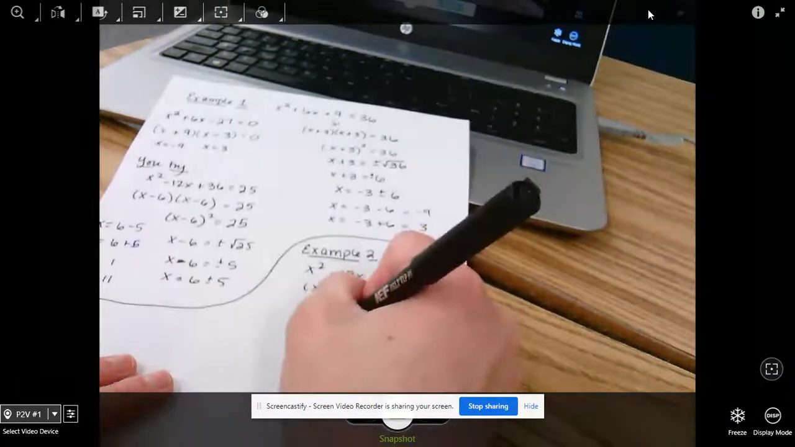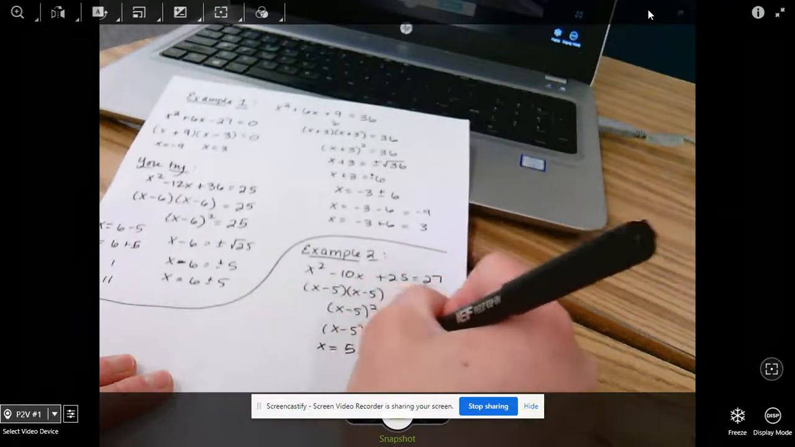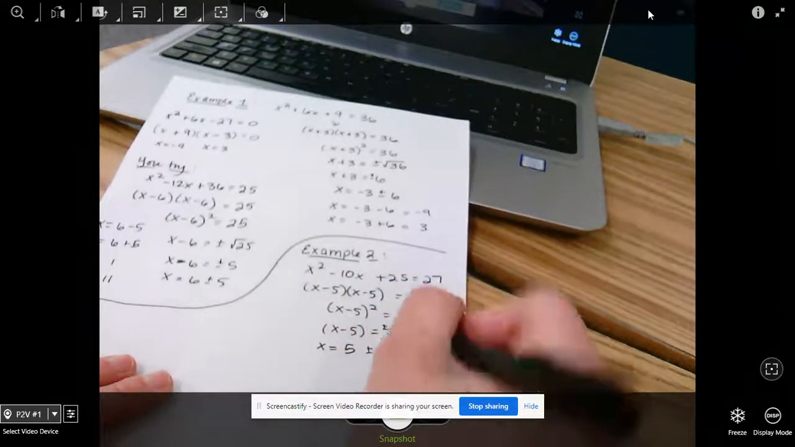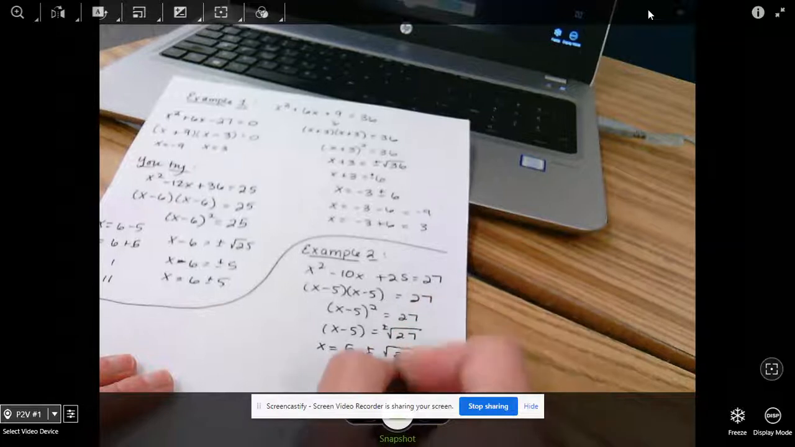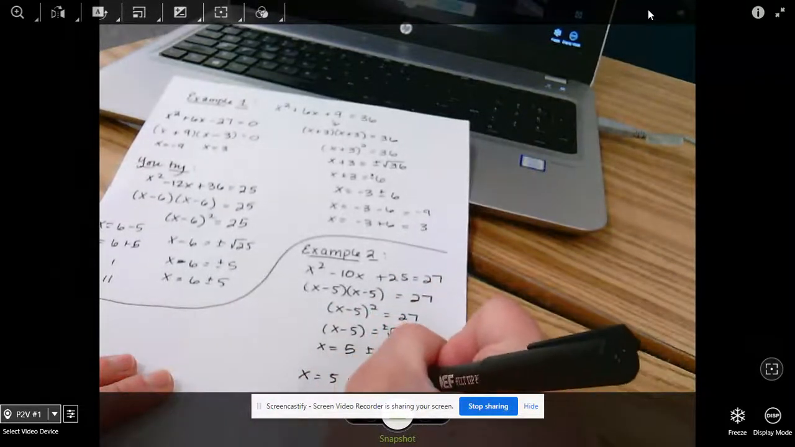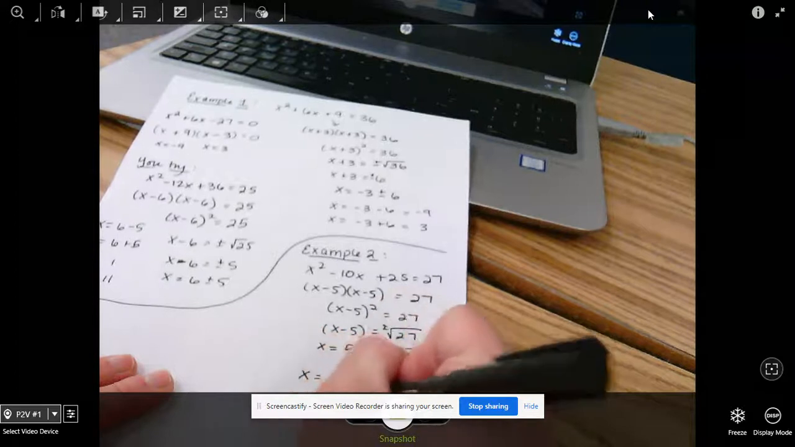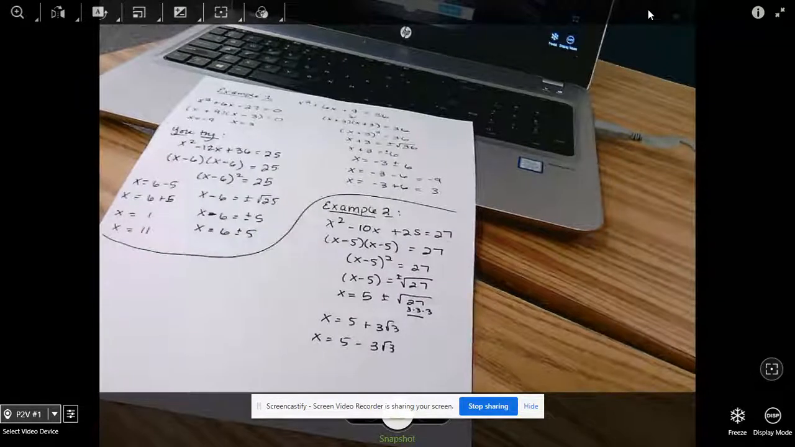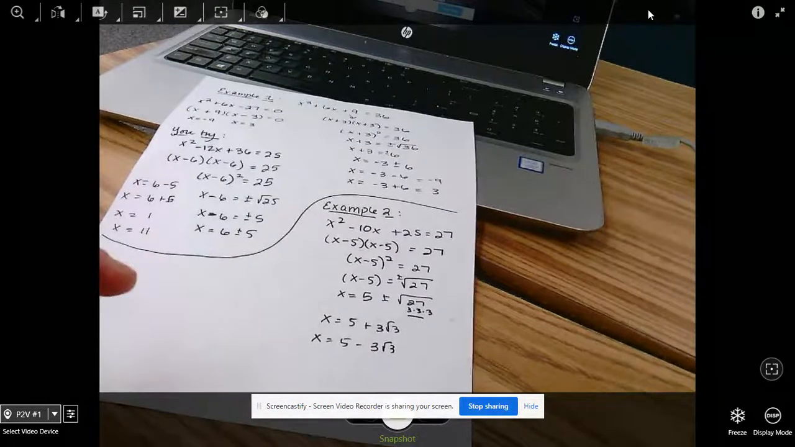And then move 5 to the other side. And I know 27 is 3, 3, 3. Have a pair bring it out. So it's 5 plus 3 root 3, and it's going to be 5 minus 3 root 3. These are the exact solutions. I mean, they're not pretty, but they're exact.